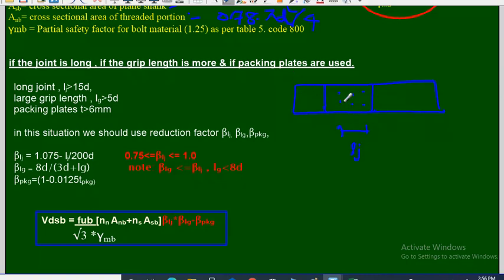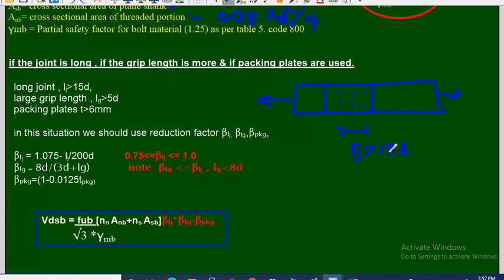Distance between the extreme two bolts. If the length of the joint is greater than 15D, that's what the code says. Because here is the load applied. Normally the bolts near to the load will be more stressed. This bolt and this bolt will be more stressed actually. But in the assumptions of the design, we assume that all the bolts are equally stressed. So to take care of that, we need to apply this reduction factor.